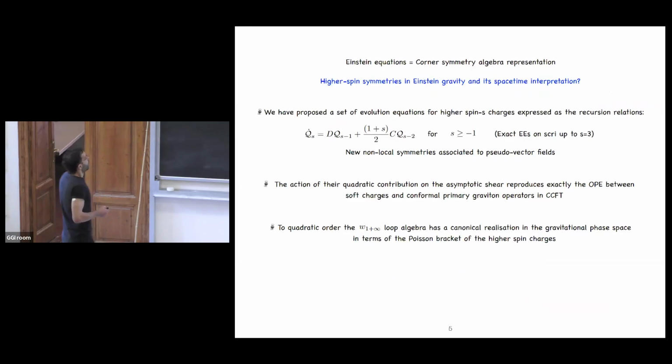Now, so this was done from this OPE point of view. Now the natural question was, since we know the Einstein equations somehow are a statement about a representation of the coordinate symmetry algebra, is there a space-time gravitational phase space interpretation of these higher spin symmetries?